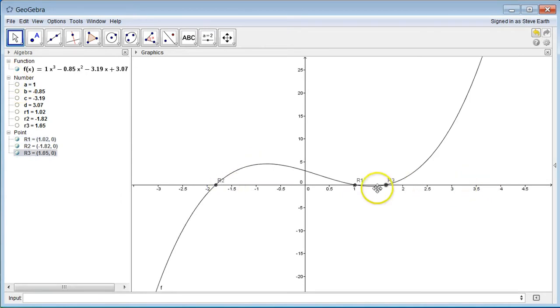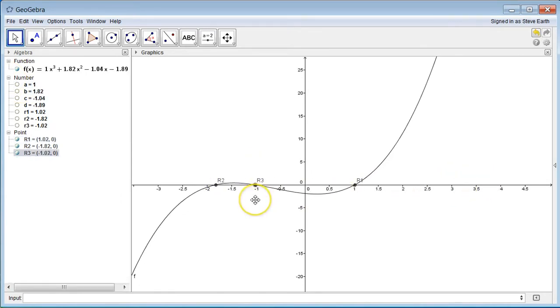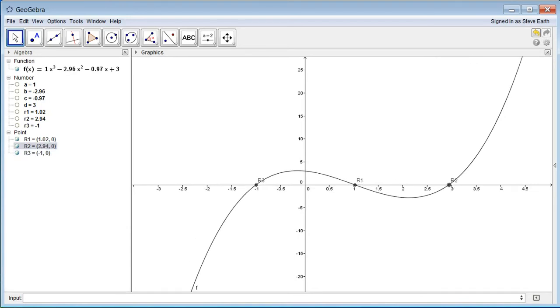Let's see, I'm going to take the R3 and move that to like -1, trying to hit it at negative, there we go. So I'm looking over here at this side and say, alright, my R3 is -1. Let me take the R2, maybe move that to 3. It's hard to get exactly on it.